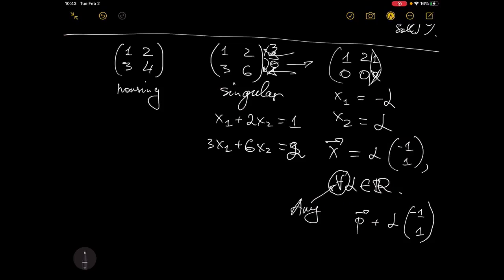Well, if my matrix is non-singular, then again, the situation is the following: what can you tell me? What situation can I have if my matrix is non-singular?